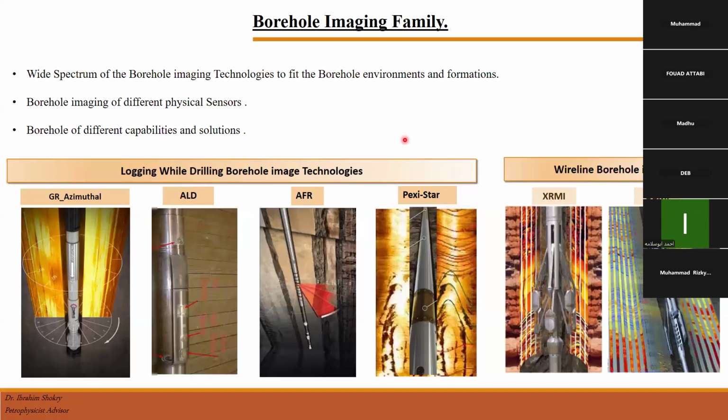We have here the borehole imaging families. We have two main families for borehole imaging. The first is wireline logging image, while the second is logging while drilling image. So we can get an image by using two main families: an image tool used while drilling, or an imaging tool run with wireline after finishing drilling our well.